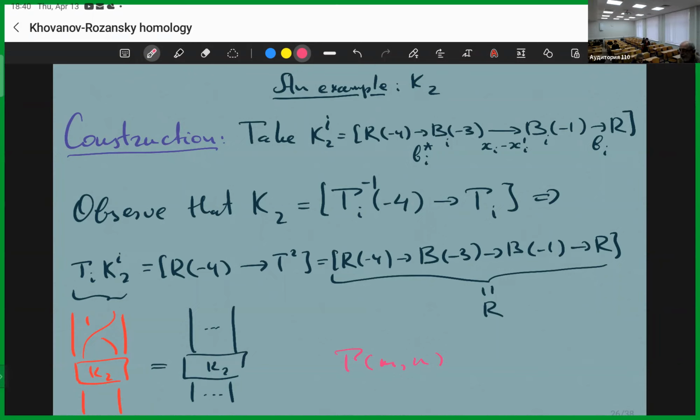Yeah, so this K2 is constructed like this.